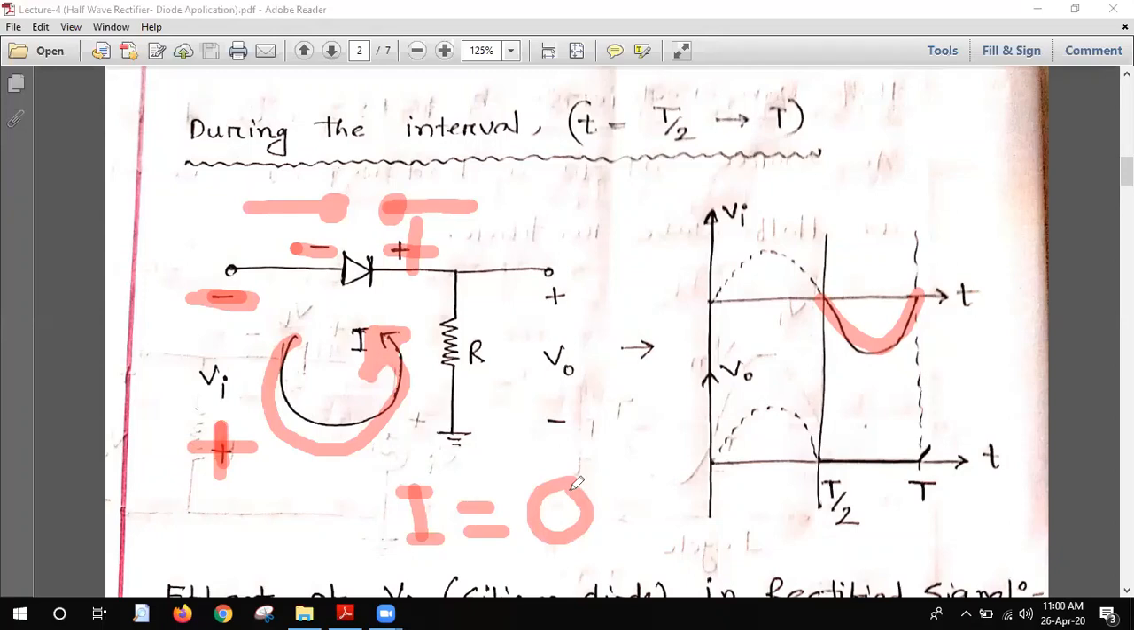When the current is zero, the voltage across R, the load resistance, is also zero. When the voltage across the load resistance is zero, the output voltage VO is also zero.